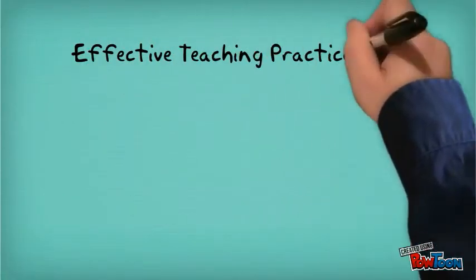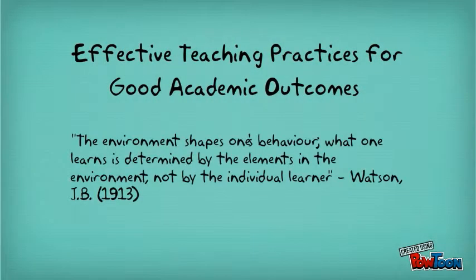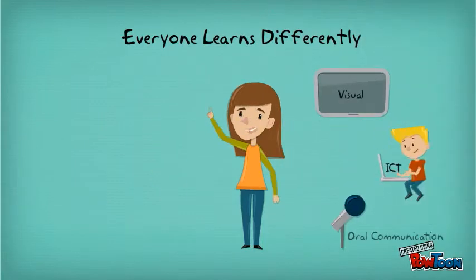Effective teaching practices for good academic outcomes. J.B. Watson quotes that the environment shapes one's behaviour. What one learns is determined by the elements in the environment, not by the individual learner. Teachers can use different methods to foster deep learning and understanding of content.